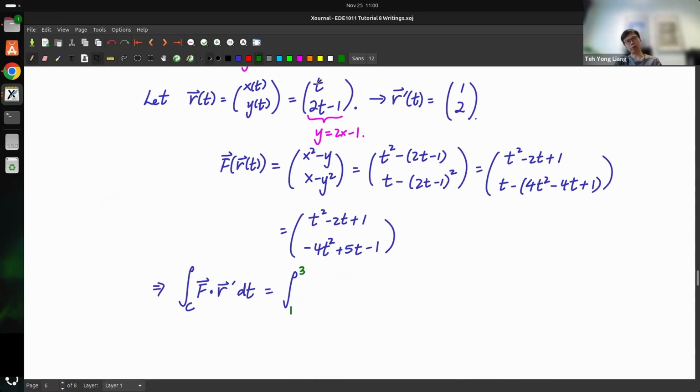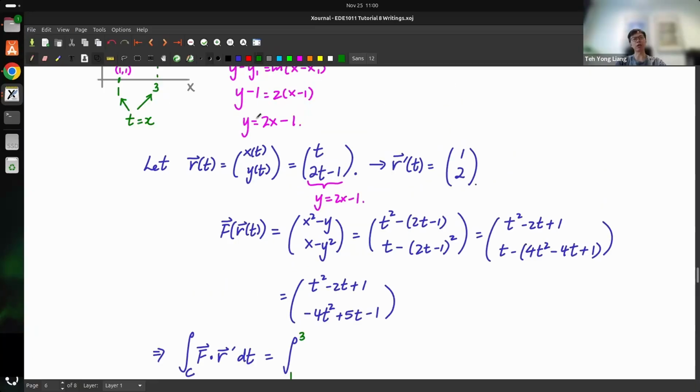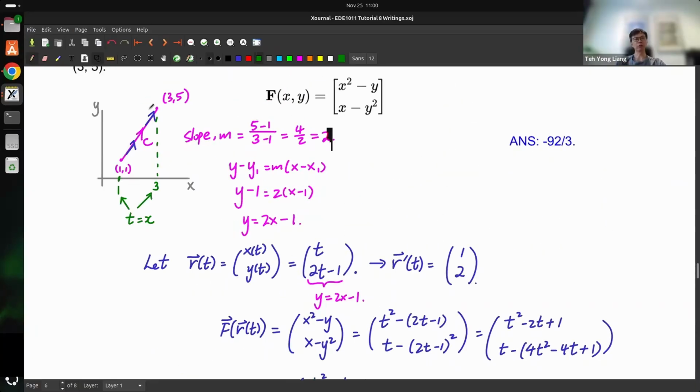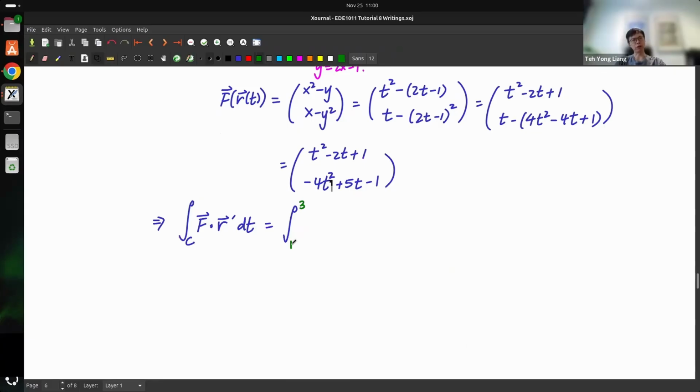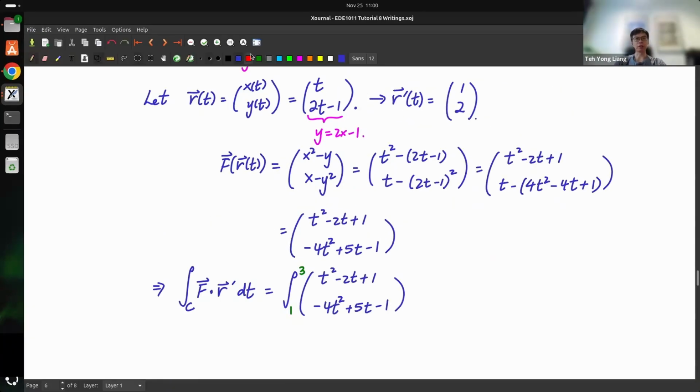So it depends on what your parameterization is. If you let your t be y, you can, but then you have to work out what is x. In this case, if t equals y, then t will be 1 to 5. It depends on your parameterization. Therefore, we stick with t equals x, so it'll be 1 to 3. And then you just plug this in. So it's a dot product, not multiply, dot product with 1, 2, then dt.